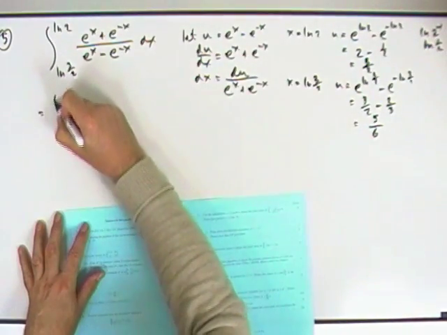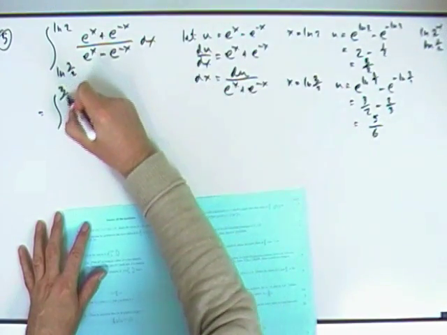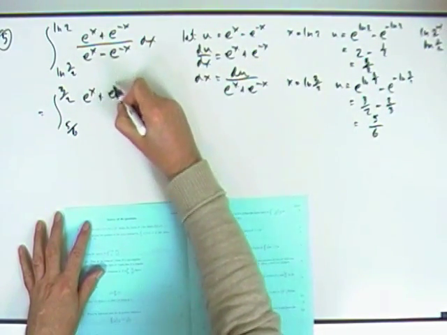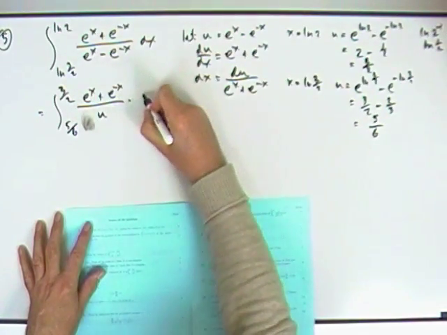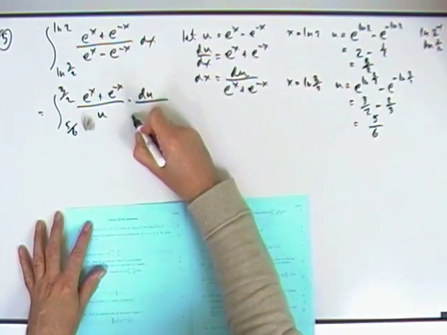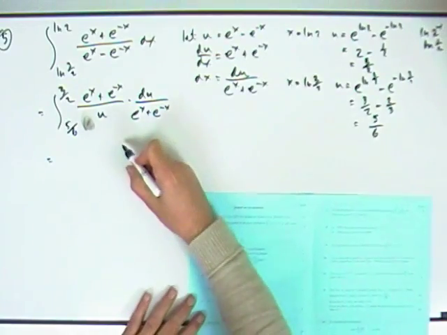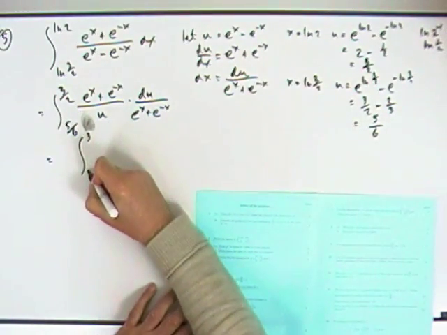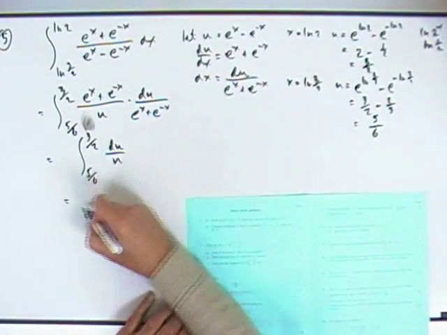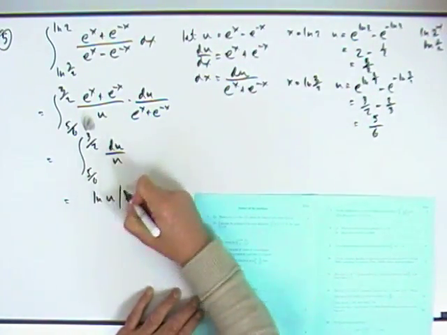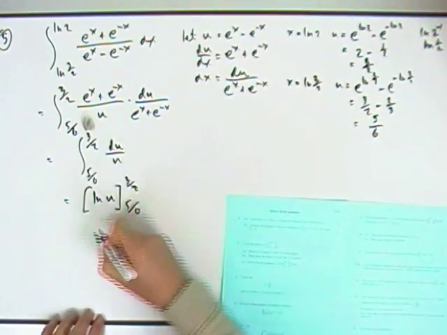And then back over here again. So I've got it going from 5/6 to 3/2 of e to the x plus e to the negative x over, I've already changed that of course, over u times du over e to the x plus e to the negative x. Those two cancelling out. Do I need to write that down again? Oh, I'll do it anyway. From 5/6 to 3 upon 2 of du upon u. So that's simply going to be ln u from 5/6 to 3 upon 2.